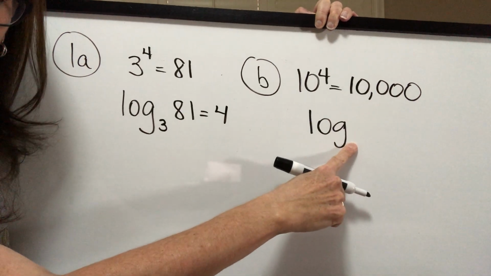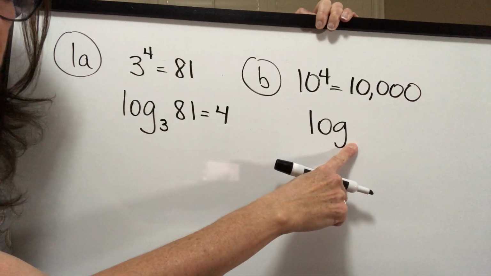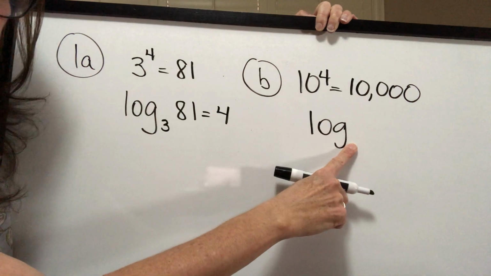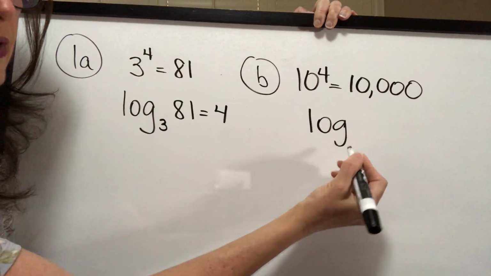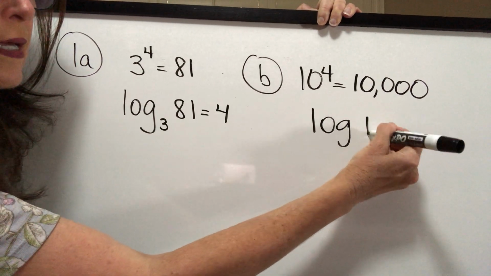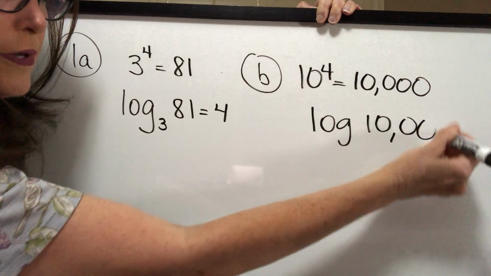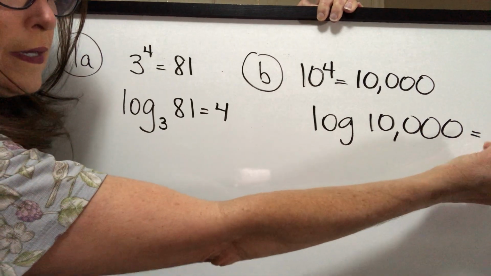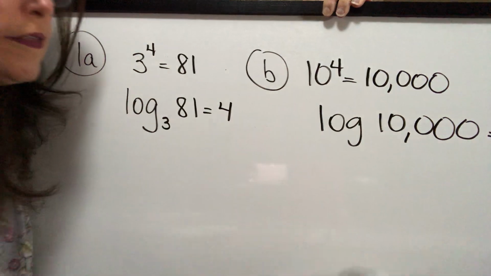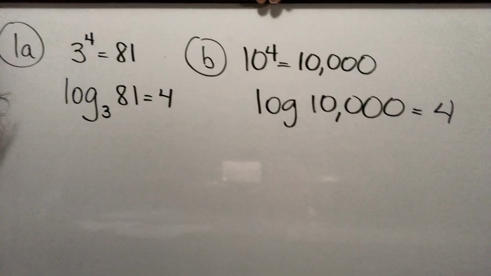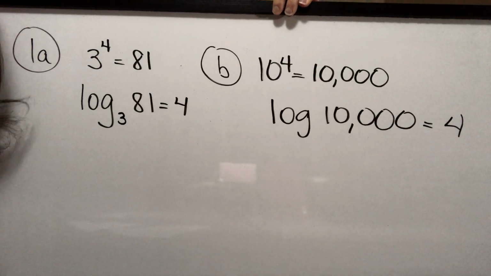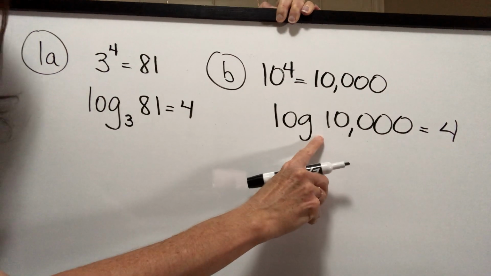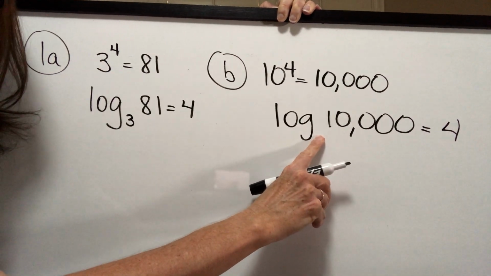Now, just a minute ago, I told you that you would never write the 10. So don't write any base for that. That's understood that it will be 10. 10,000 is the number that you're taking the log of. And then the answer would be the exponent 4. So there it is. Log of 10,000 equals 4. It's understood that the base is 10 if nothing is written.